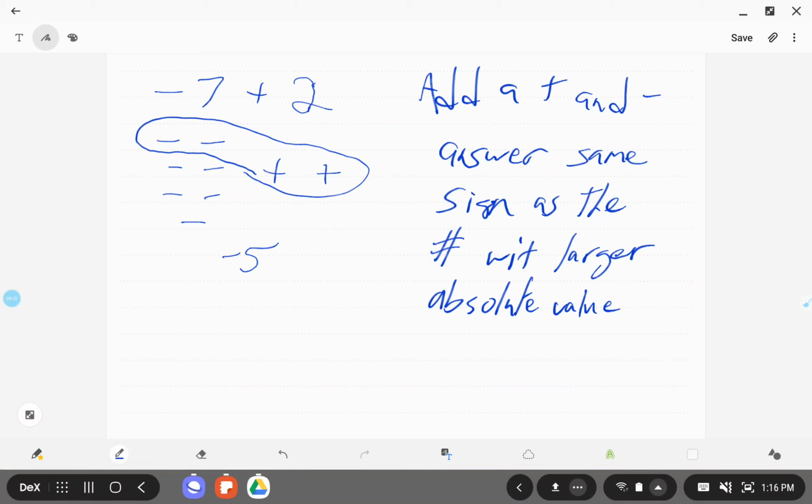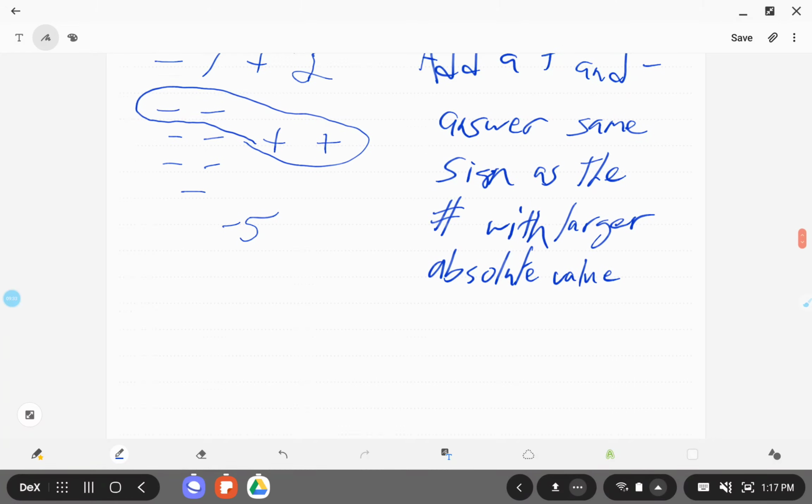Remember, absolute value means whatever the number is without the sign. So in this case, when I have my -7 and my 2, the -7 has a larger absolute value, which is just 7. And the 2's absolute value is 2, right? So I have -7 and I have +2. So the -7 has a larger absolute value, which is 7. So I know that my answer is going to be negative.